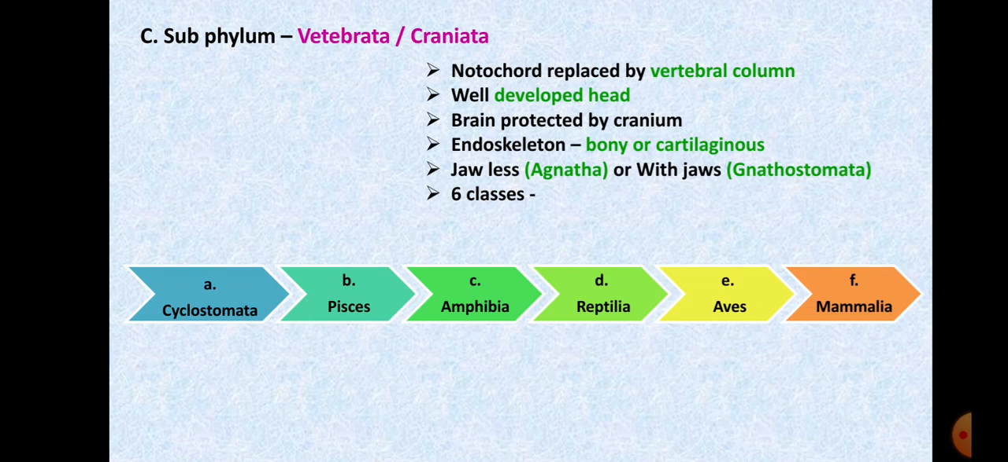And the 6 classes included further in subphylum Vertebrata, or you can say the division of Vertebrata takes place. A. Cyclostomata, B. Pisces, C. Amphibia, D. Reptilia, E. Aves, and F. Mammalia. Okay, so here are the further 6 classes which come under the subphylum Vertebrata. We would be looking at them one by one, and I'm sure this is very easy to understand because here all the classes we are aware of and the organisms included in these classes are very well known to us. Okay, so let us proceed.